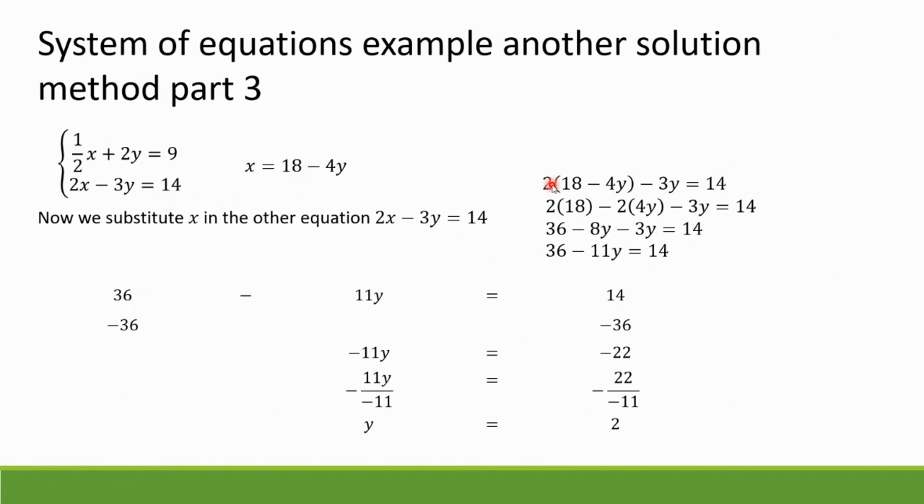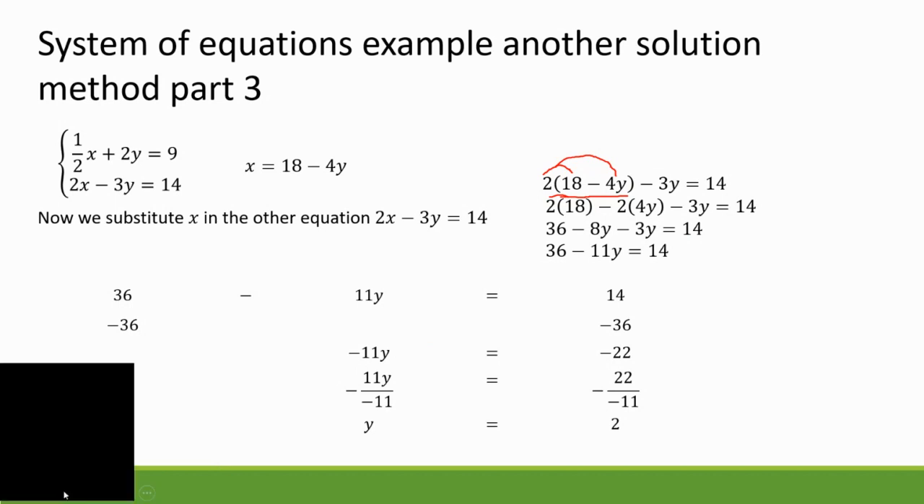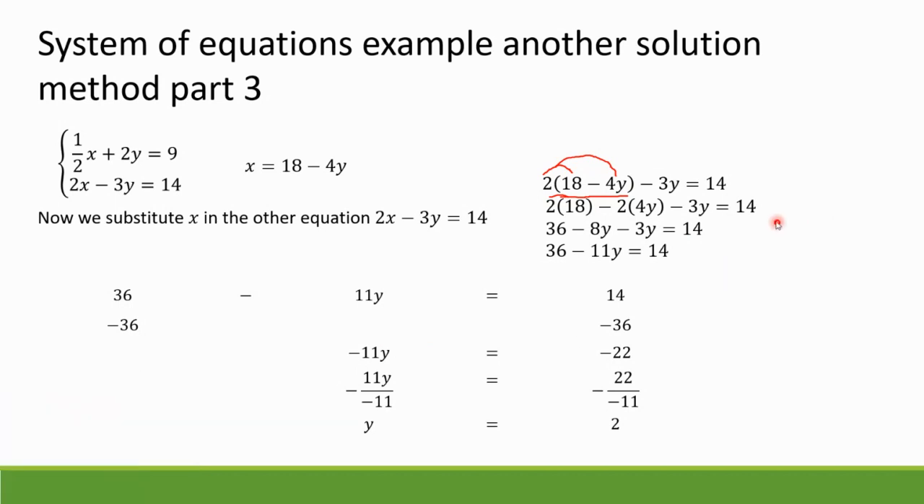And now what do we do? Well, let's simplify this a bit. So we have 2 times (18 minus 4y), we're going to distribute. And so we get 2 times 18 minus 2 times 4y, minus 3y is 14. That's what we get here.